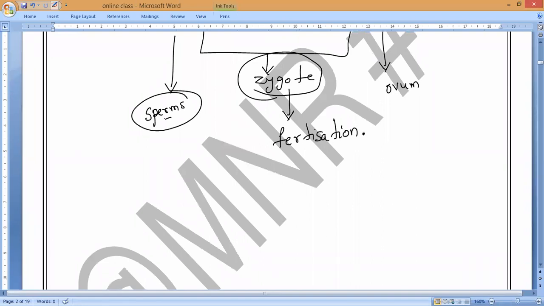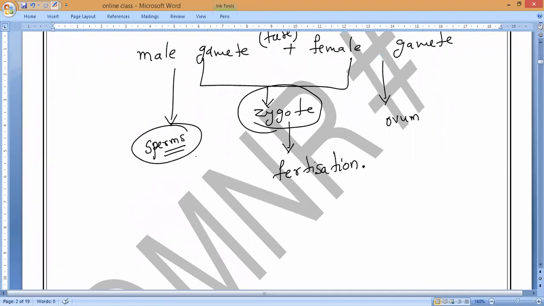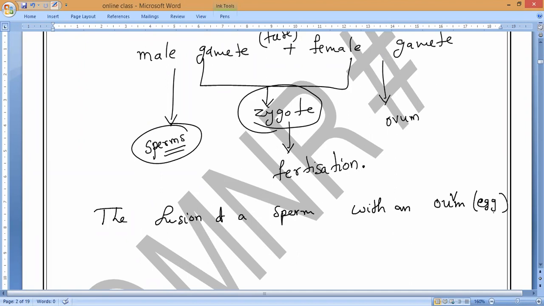But in which reproduction? Sexual reproduction. You need not say male gametes or female gametes every time. You can say that fertilization is the fusion of sperm with the female ovum to form a zygote during sexual reproduction. Please all of you write the definition. You can write a simple definition: the fusion of a sperm with an ovum, or egg, to form a zygote during sexual reproduction.